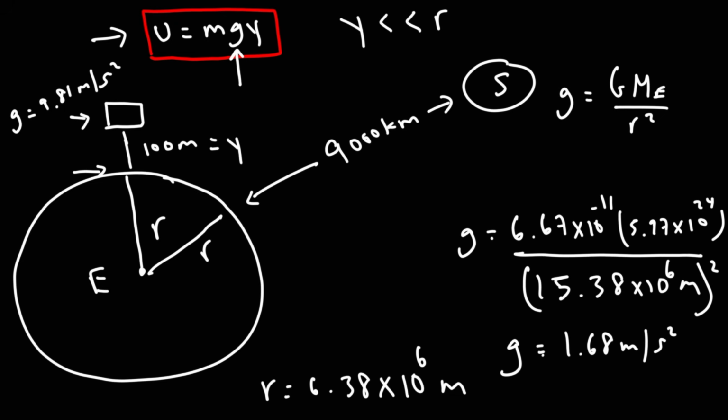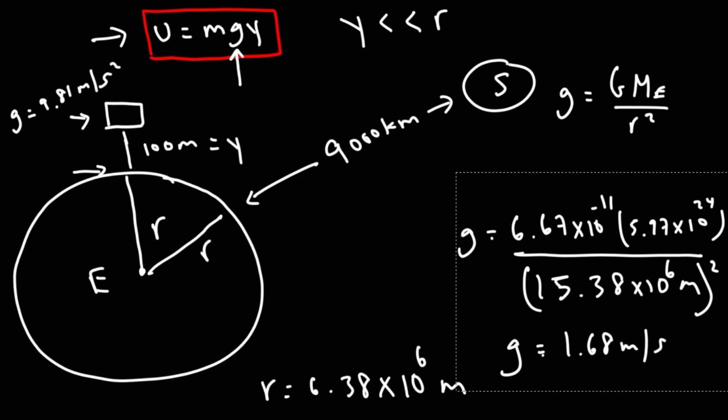So notice how much different it is when the book was 100 meters compared to a satellite that's 9,000 kilometers above the surface of the Earth. So as you move very far away from the Earth, the gravitational acceleration greatly decreases. So that's why this formula doesn't work if y is very large. If y is very small, it's going to be a good approximation.